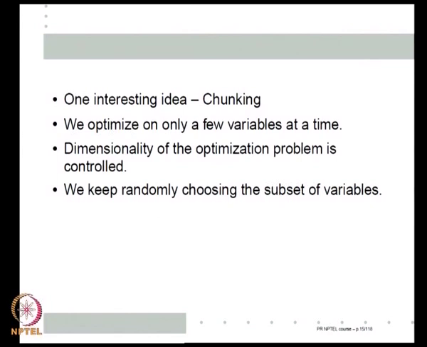Basically, the idea of chunking is that at each iteration, I choose let us say 20 or 25 variables to optimize on, okay, and only for that many variables I run the optimization algorithm, and I keep randomly or through some heuristics choosing subsets of variables to optimize, and normally this speeds up the entire optimization, okay.